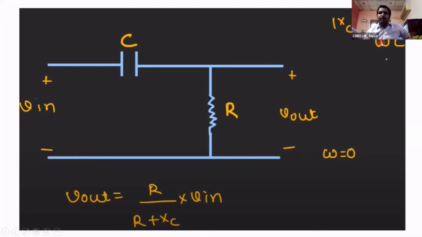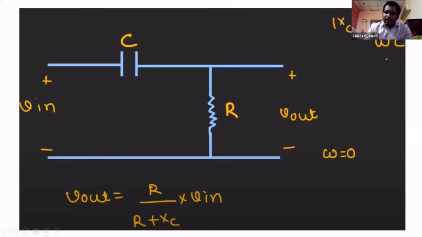If you decrease the omega, decreasing means 0. Suppose omega is 0, 1 by 0 is infinity, XC is infinity. Infinity plus R is infinity. R by infinity is 0, which means V out will be 0. For lower frequencies the output will be 0, but for higher frequencies the output is increasing. This is the reverse when compared with the low pass filter.